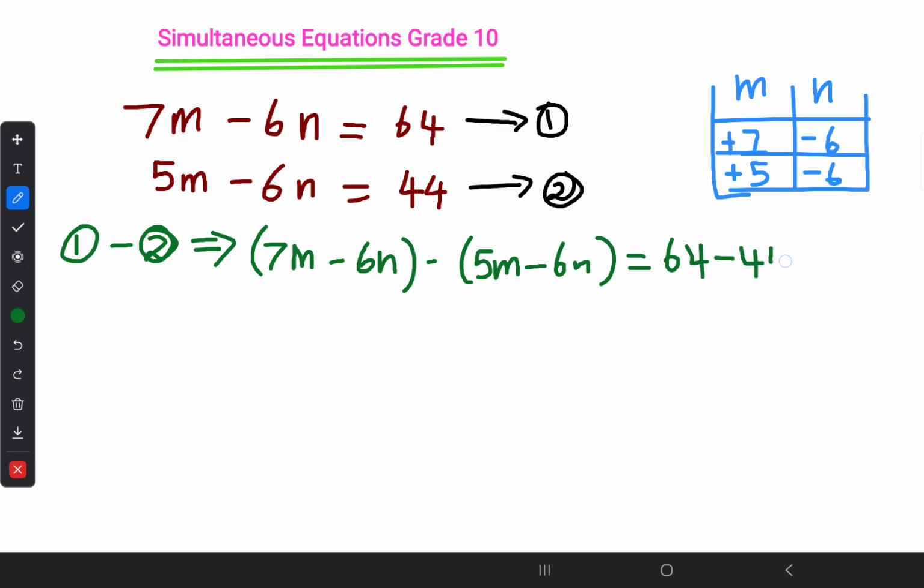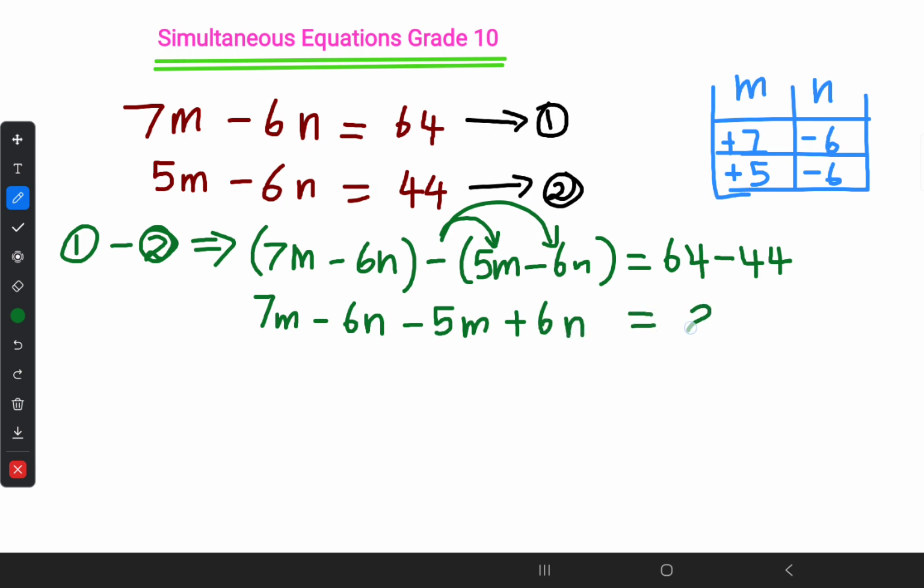It is equal to, on the right hand side also definitely you have to do the subtraction, 64 minus 44. Now let's expand this bracket. 7m minus 6n, it doesn't change. But while you expand the bracket with a negative, the signs will be changed to their opposite. Negative times 5m, it would be negative 5m. Negative times negative 6n, negative into negative, positive 6n. 64 minus 44, it is 20.